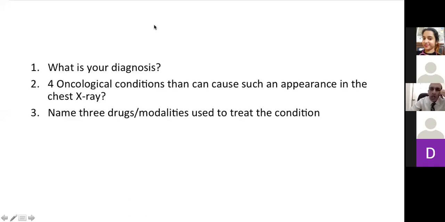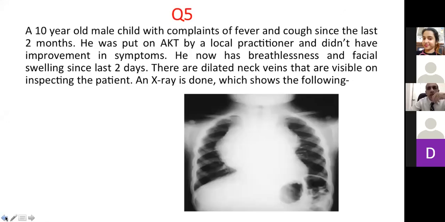Sir, can it be an enlarged lymph node? So these are enlarged lymph nodes. You are right, Dr. Lakshya. These are enlarged lymph nodes. But what is causing this much symptoms? Breathlessness, facial swelling, dilated neck veins. So there are lymph nodes, maybe? Yes. So lymphoma is the most important differential. That is what we were saying.